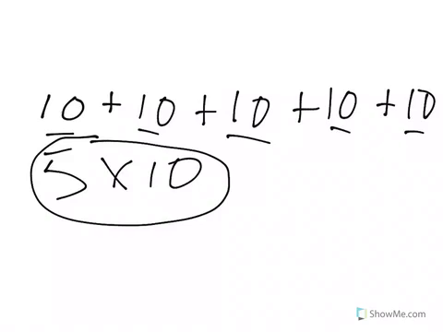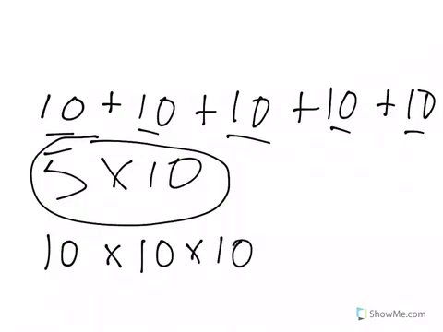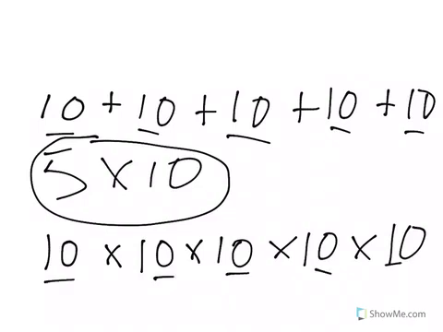Now, if we change that to 10 times 10 times 10 times 10 times 10, we still have 1, 2, 3, 4, 5. We still have 5 tens, but in this case we are multiplying. And so we do have a more efficient way to represent repeated multiplication. This is repeated addition, which is multiplication. This is repeated multiplication. We're multiplying over and over and over again.